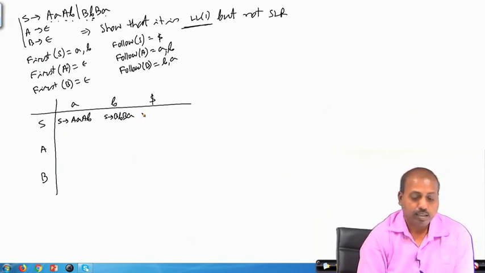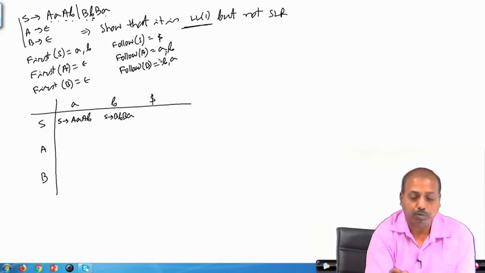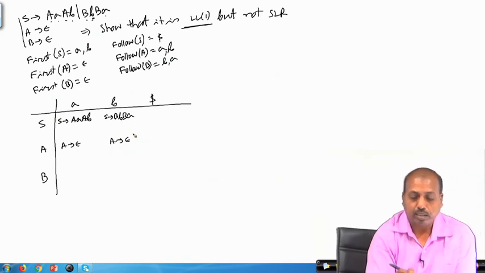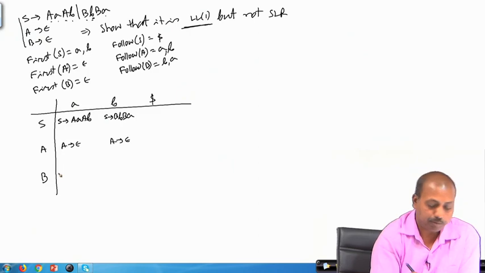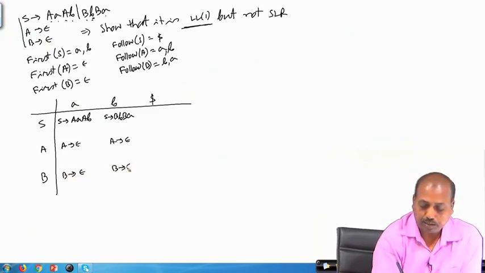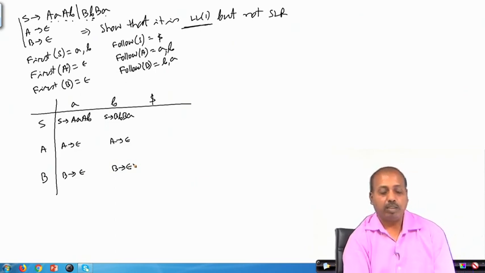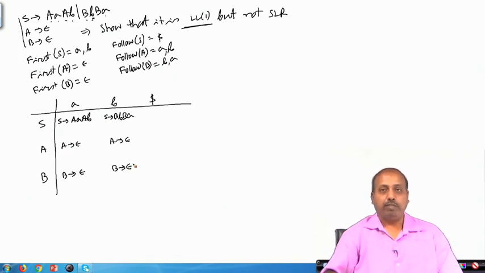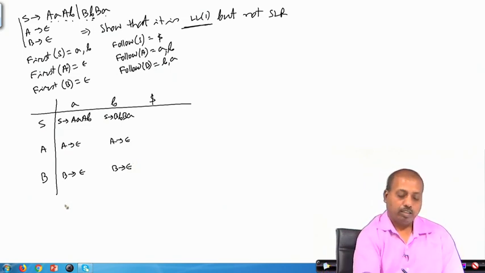Okay. Then A producing epsilon. So, I have to look into the follow set of A and add this rule here: A producing epsilon, A producing epsilon. And for the third rule, B producing epsilon, I have to add the rules there too, B producing epsilon, B producing epsilon. So, for this grammar you see that there is no entry in the parsing table which is multiply defined. So, this grammar is LL1.